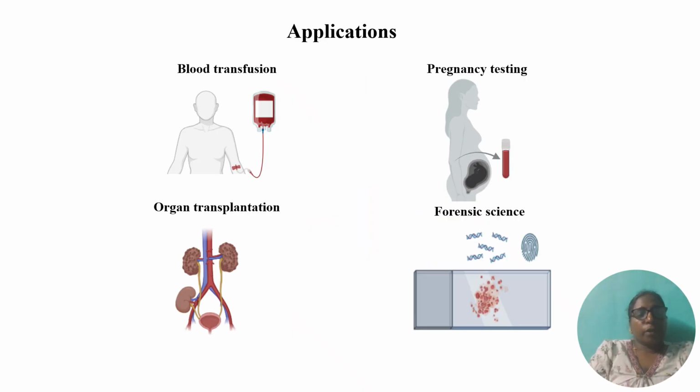ABO blood grouping is essential for clinical procedures like blood transfusion and organ transplantation to prevent fatal immune reactions. So it has a number of applications. It involves collecting the blood sample and performing two tests, forward typing and reverse typing. The forward typing is about detecting the antigens on the red blood cells, and the reverse typing is about detecting the antibodies in the plasma.